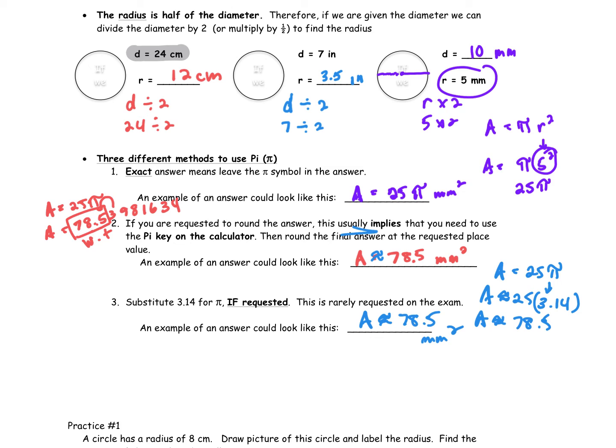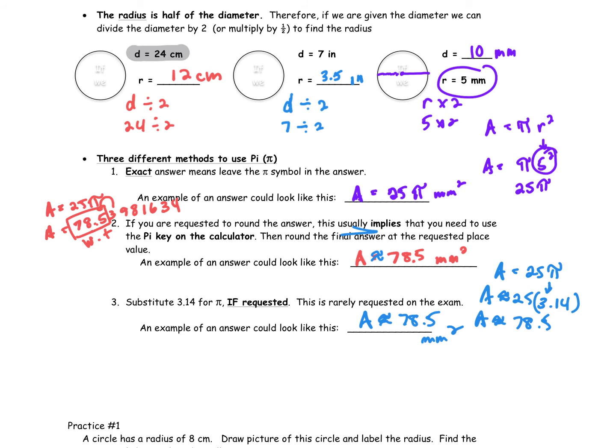So now when we're working on these problems, we have to make sure that in the formula we're using, we know whether we need a diameter or a radius. And then we have to read very carefully and figure out which form of pi we want to use. Usually they'll say what's the exact answer, or say in terms of pi, our pi form. Number two, they're not going to say use your pi key. They're going to say round your answer, which implies we have to use a pi key. And then if we're allowed to use 3.14, they'll flat out say substitute 3.14, you can use 3.14 for pi.